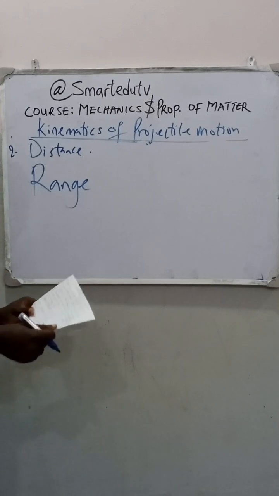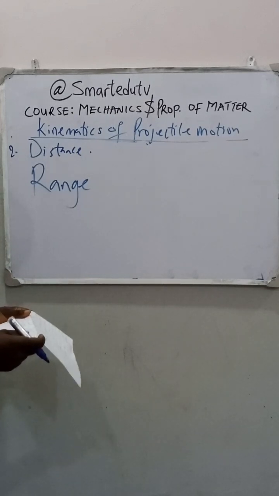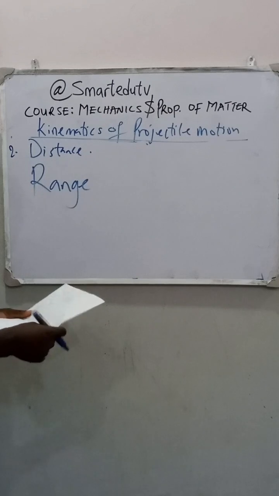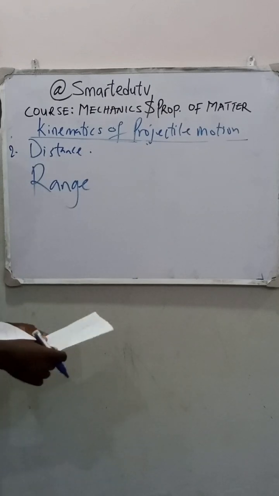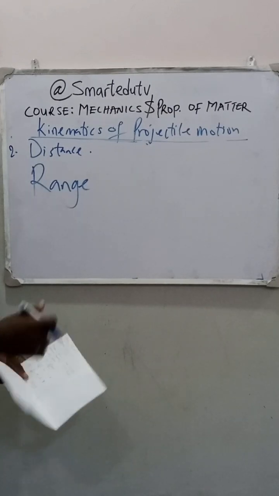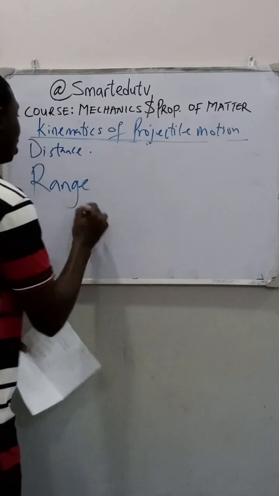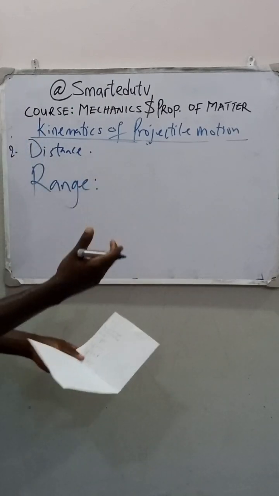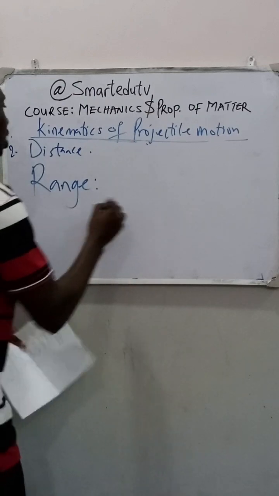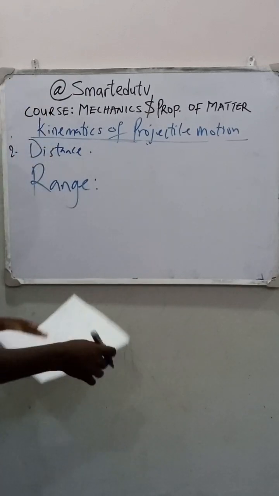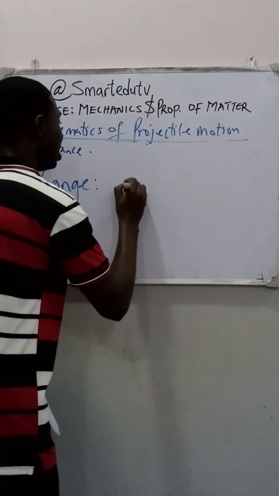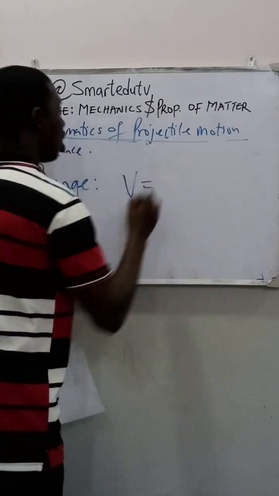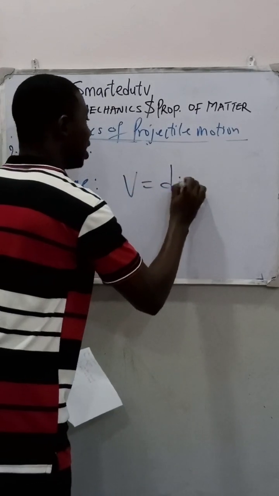For us to understand what the range is, we have to look at it in terms of velocity. Don't forget, our range is the horizontal distance of a body that is undergoing a projectile motion. We want to see what happens to its velocity, v equals displacement over time.